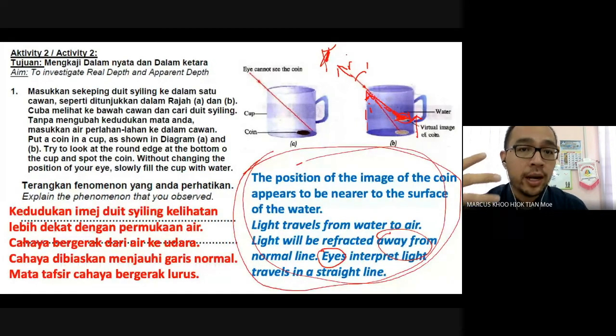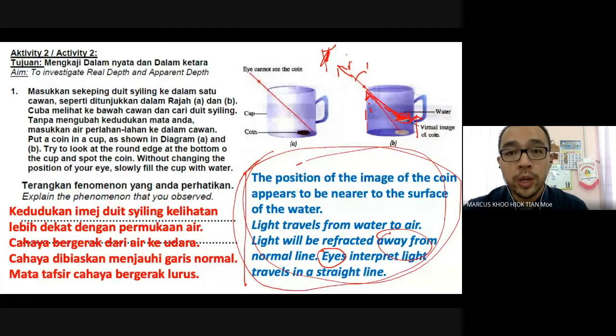Try to explain this using your own words. See whether you understand what you are explaining. If you just read like this, I might as well ask a standard 2 boy to read this for me. Don't read. Understand what is happening and try to explain it using your own words.